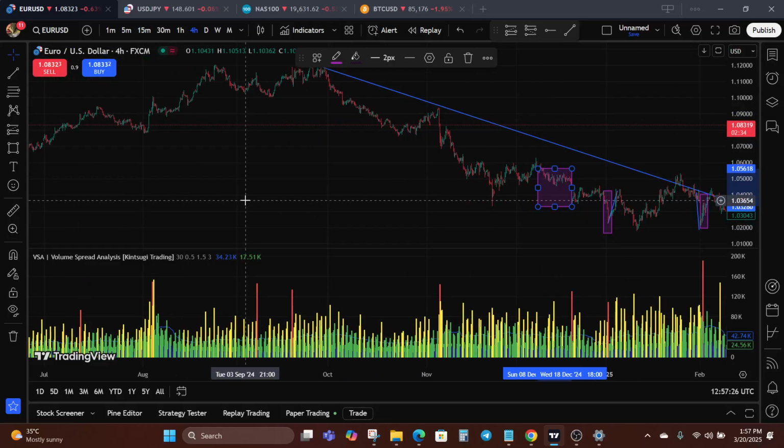Okay. So when using this indicator, just pay attention to the volume spikes, both the red bars and the yellow bars, and also watch out for how price moves in relation to the volume spikes. Now, basically, VSA allows you to spot accumulation or distribution phases in the market that are not visible with price action alone.